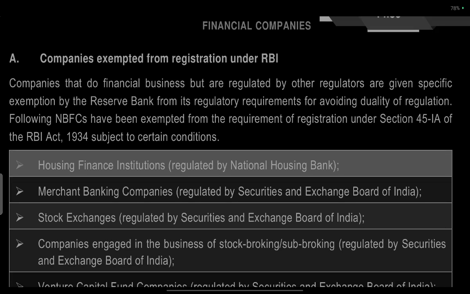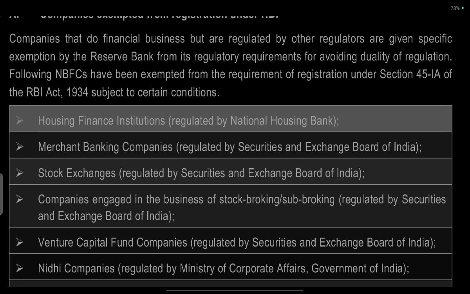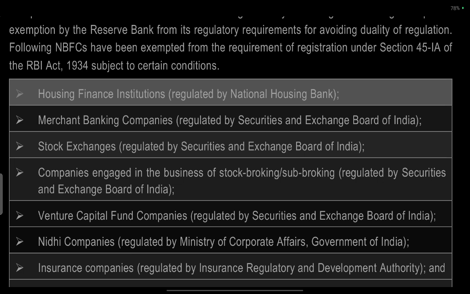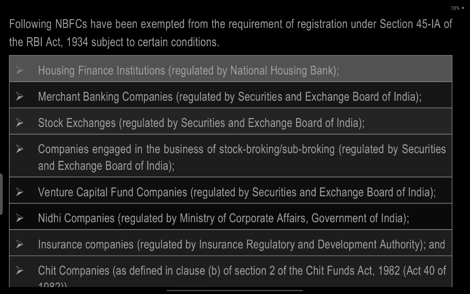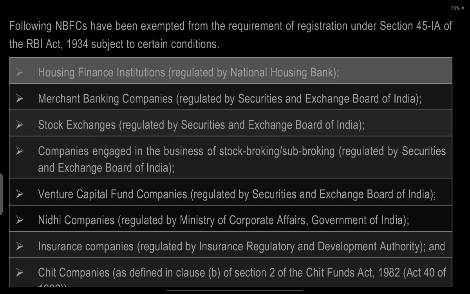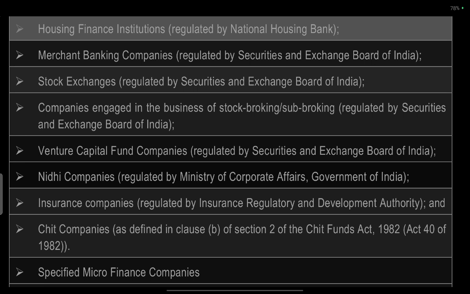Companies exempt from registration under RBI. These are companies which do not do financial business as their principal business, or which are regulated by other regulators, or which are given specific exemption by RBI from regulatory requirements to avoid dual registration. The following NBFCs have been exempted from registering under Section 45-IA of the RBI Act 1934, subject to certain conditions: Housing finance companies regulated by the National Housing Bank, and merchant banking companies regulated by the Securities and Exchange Board of India.